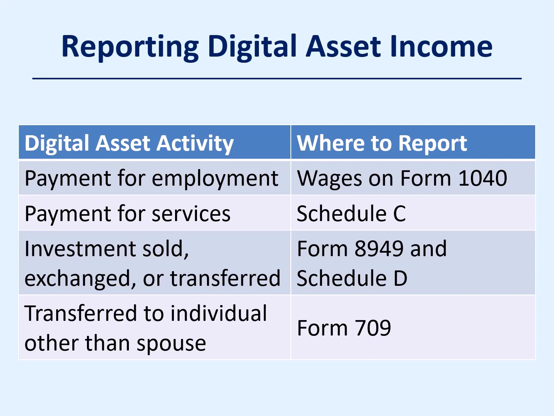If digital assets are sold, exchanged, or transferred, just like capital assets, that is reported on Form 8949 and Schedule D of the tax return. If there is a transfer of digital assets to an individual other than the taxpayer's spouse, depending on the amount transferred, there may be a gift to report on the gift tax return, which is Form 709.